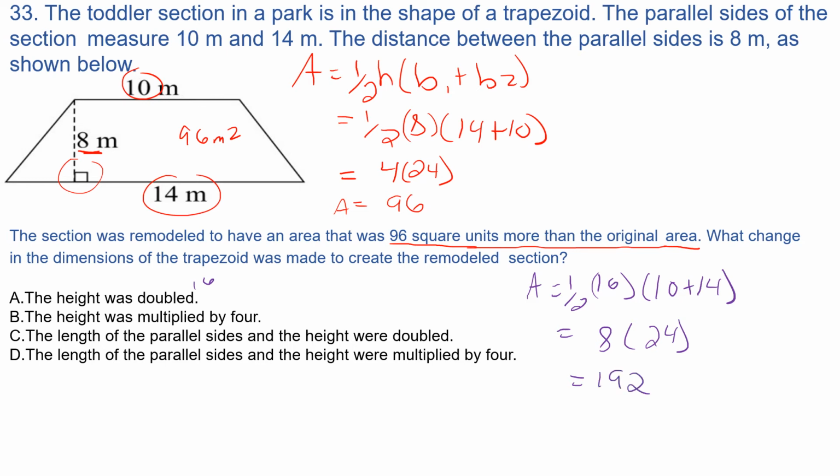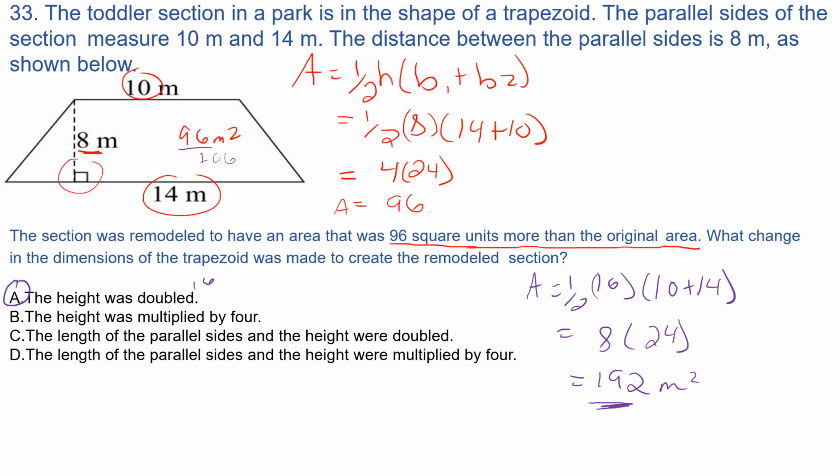Okay, so that's meters squared. How does that compare to the 96? Let's subtract 96. 192 minus 96 is actually 96, and so the height was doubled. So this actually works. It says the section was remodeled to have an area that's 96 more units than the original area. What change in the dimensions of the trapezoid was made to create it? So if we add 96 to this original 96, we get 192. So the height was doubled.